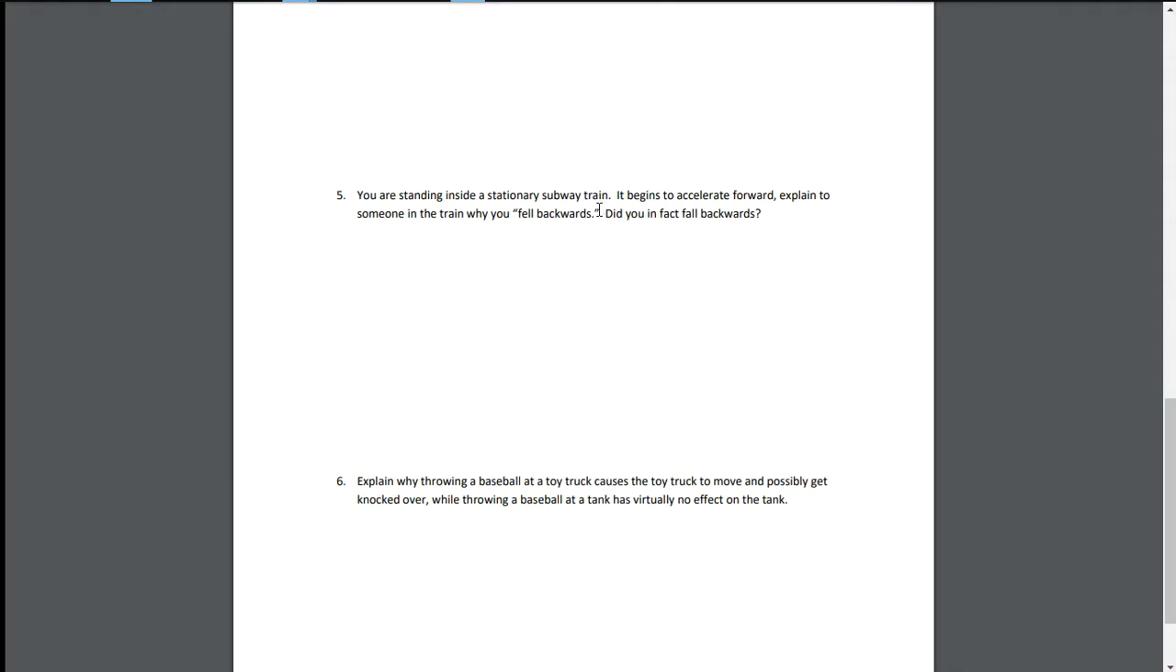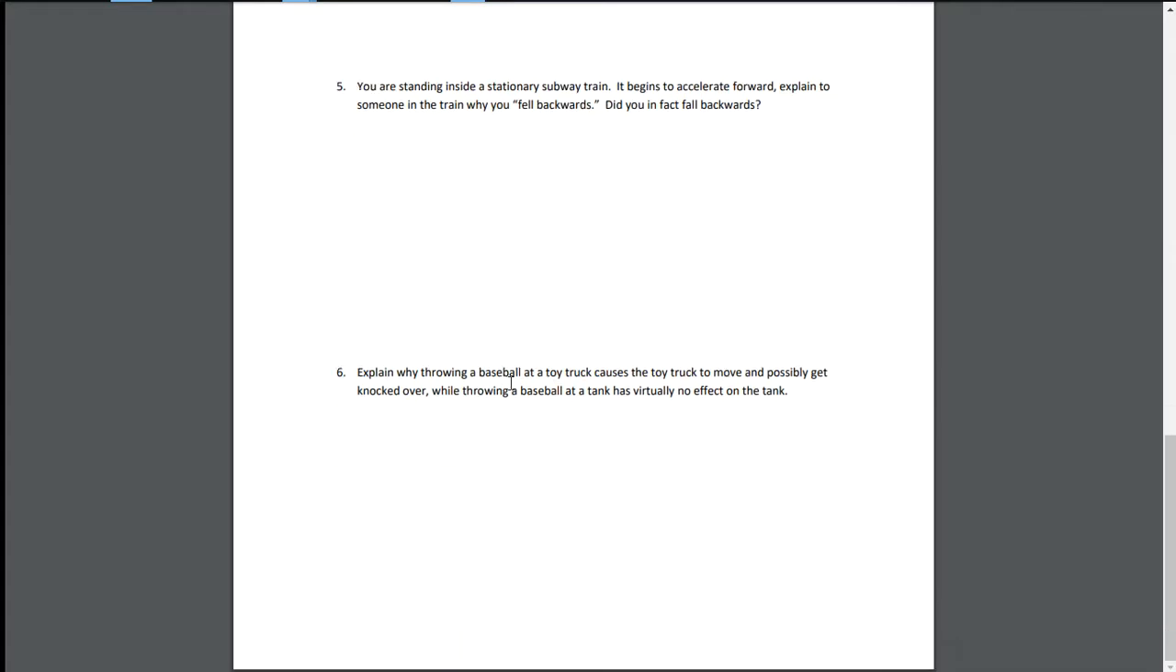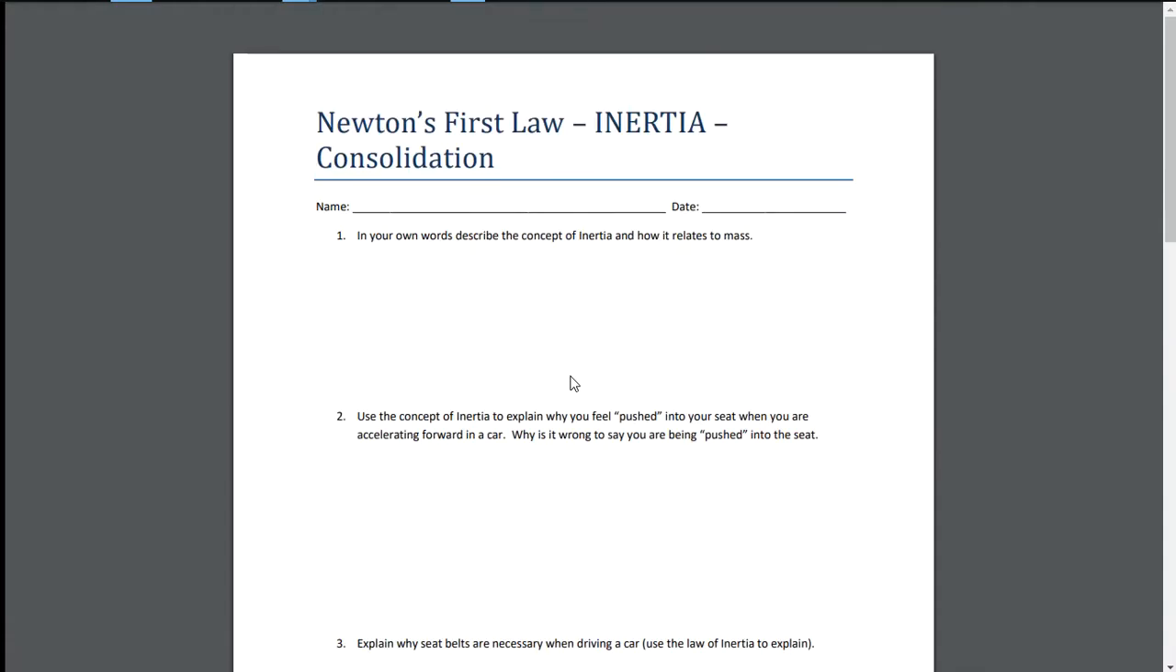If you're standing in a stationary subway train, why is it wrong to say that you fell backwards? Did you actually fall backwards? And explain why throwing a baseball at a toy truck causes the truck to move and possibly get knocked over, whereas throwing a baseball at a tank has virtually no effect on the tank. Hence, when you're firing things at tanks, you need big, heavy projectiles. Whereas with a baseball and a little toy truck, you don't really need that. Those consolidation questions for this lesson are extremely important as well, so please follow up with those.